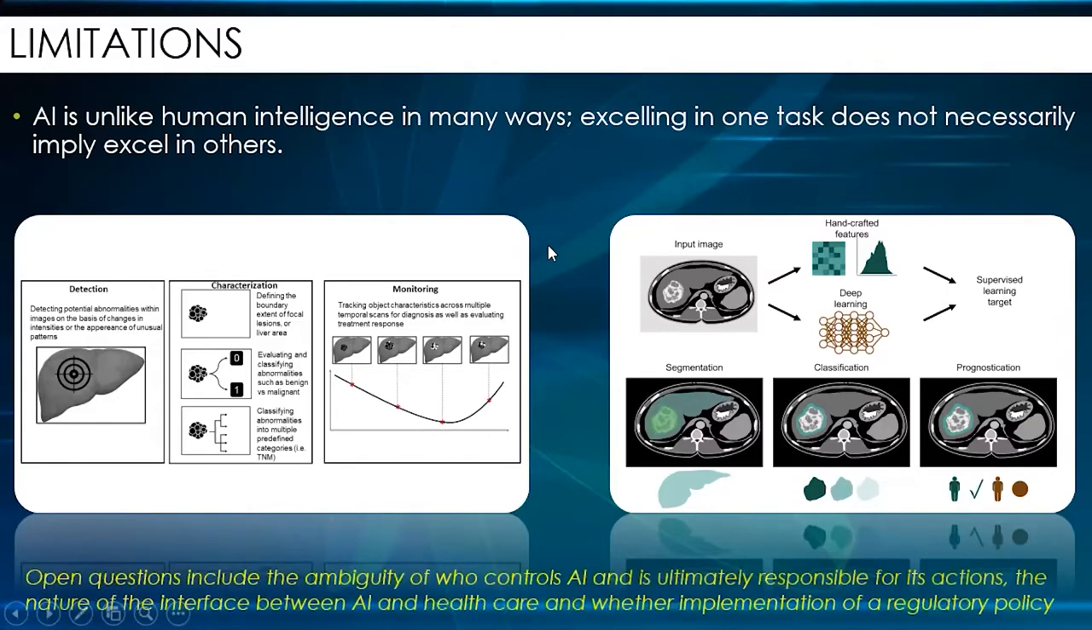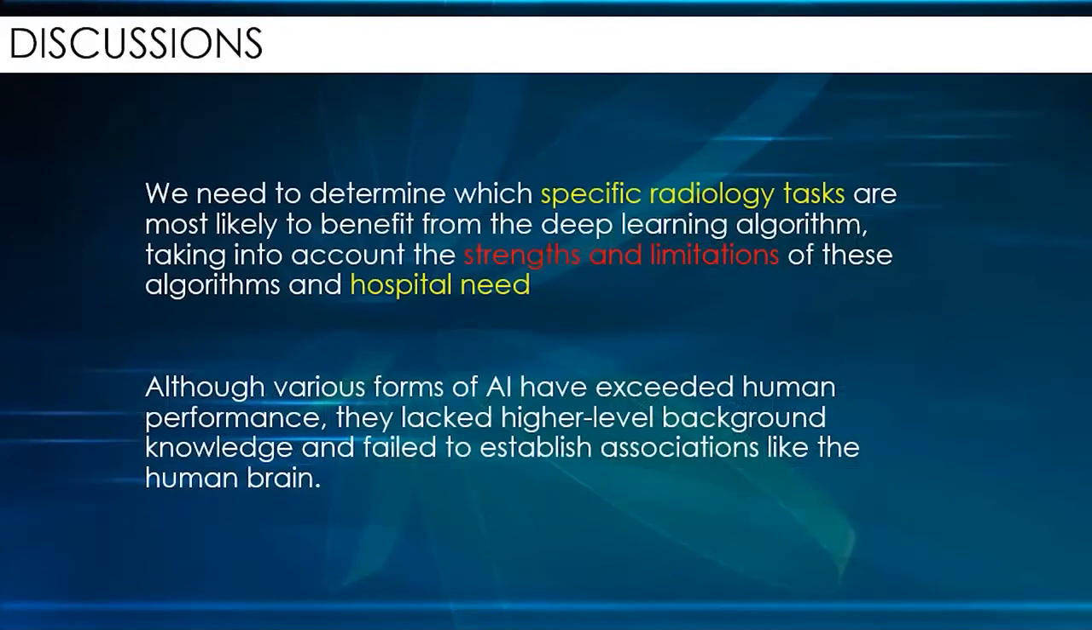And another great issue, an open question, is the ambiguity about who is in charge of the response of artificial intelligence. If we have this software at our institution, should we offer the answer to the question or should we not? This is a really important question for us in everyday clinical practice. And so before buying a system, we need to determine which specific radiologic tasks are important or will benefit our hospital. And we have to evaluate the strengths and limitations of this algorithm.